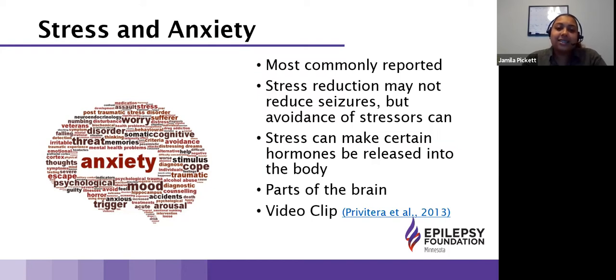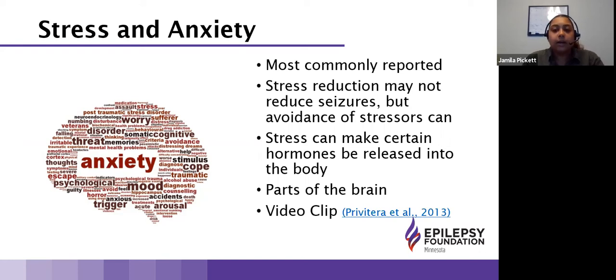This one is not as tangible as missing your medication because stress can be a lot of things for a lot of people. Stress for one person can be different from another person, and you don't necessarily know when a stressful situation is going to be coming your way. Stress reduction may not reduce seizures, but avoidance of stressors can.